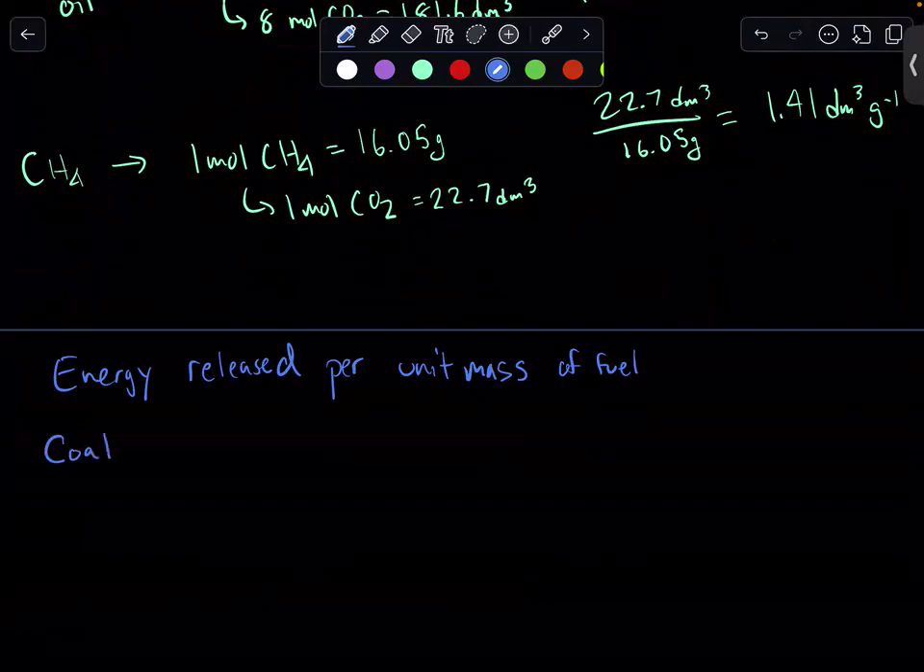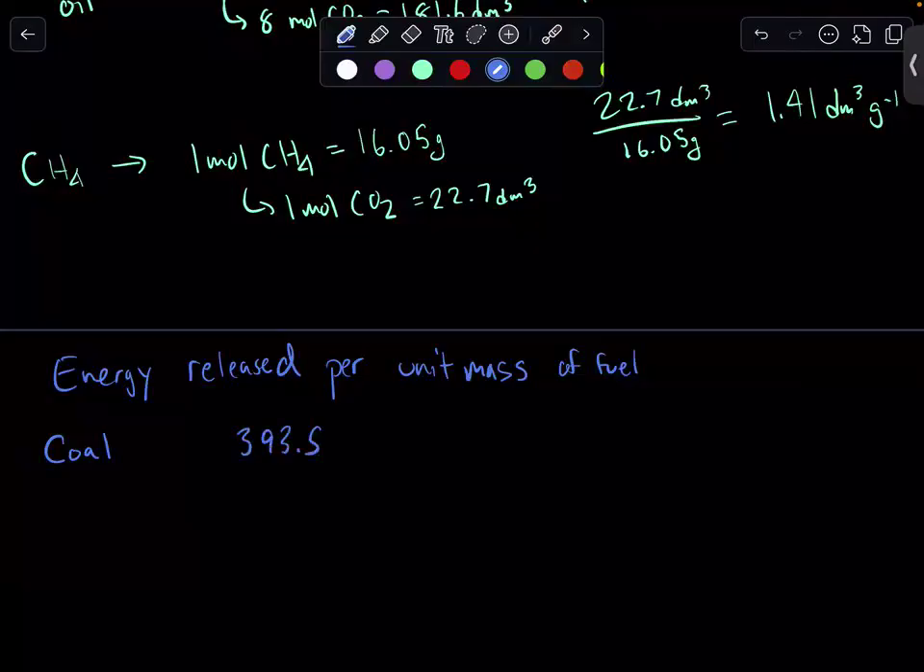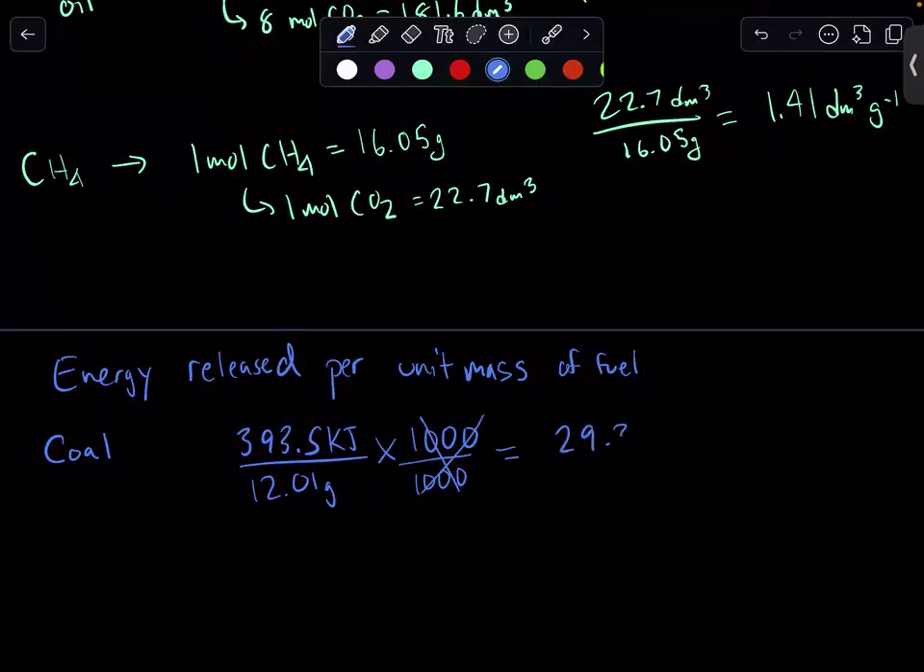We know that coal produces 393.5 kilojoules. We know that it weighs 12.01 grams per mole. And what we're going to do to make these units a little nicer is we'll multiply 1,000 on the top to get to megajoules and 1,000 on the bottom to get to kilograms, which essentially means we're doing nothing here. And we find that we make approximately 29.3 megajoules per kilogram of coal burned.